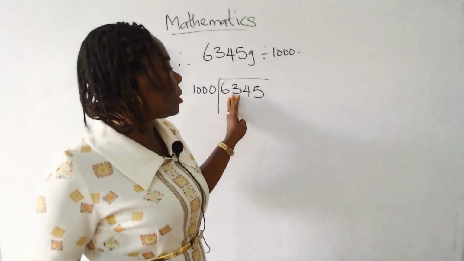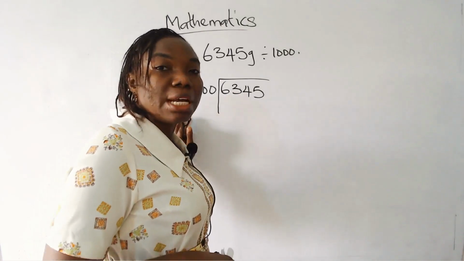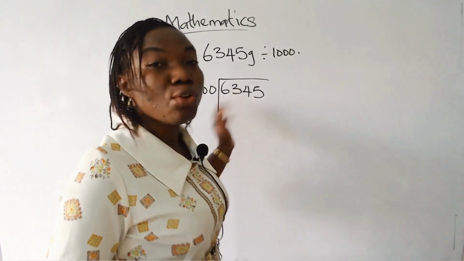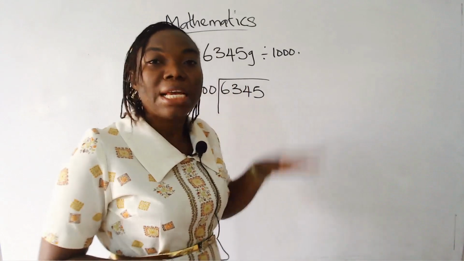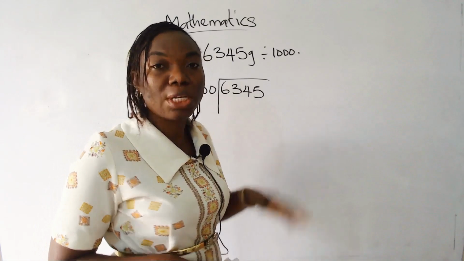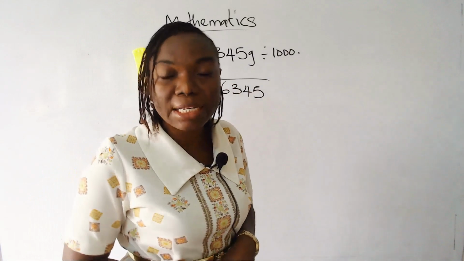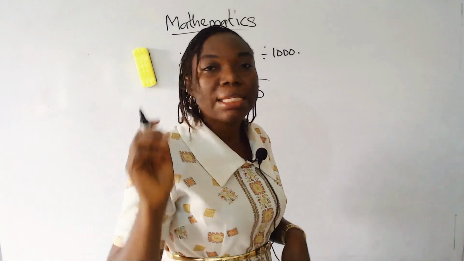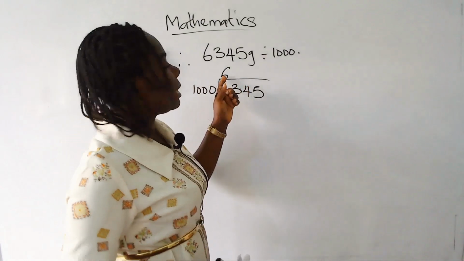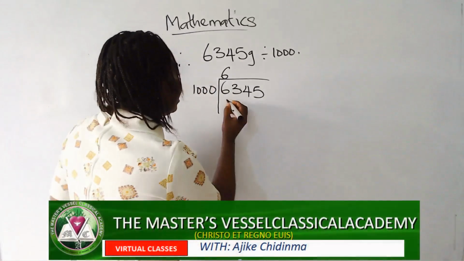Now let's do this. We have 6,345. Now how many times can 1,000 divide 6,345? Looking at the board, you see that we already have 1,000 there. A value in 1,000, which is what? 6. And you notice that 1,000 will divide 6,000 how many times? 6. So we write 6 up here. And when you multiply this 6 by this 1,000, you will get 6,000. You write it here.